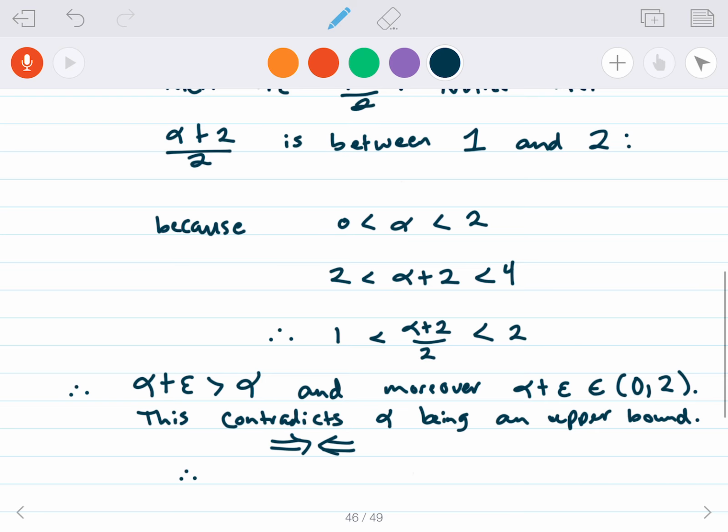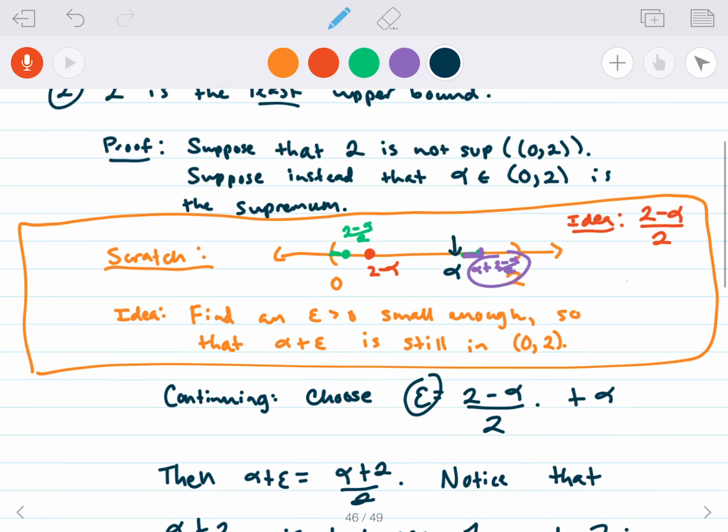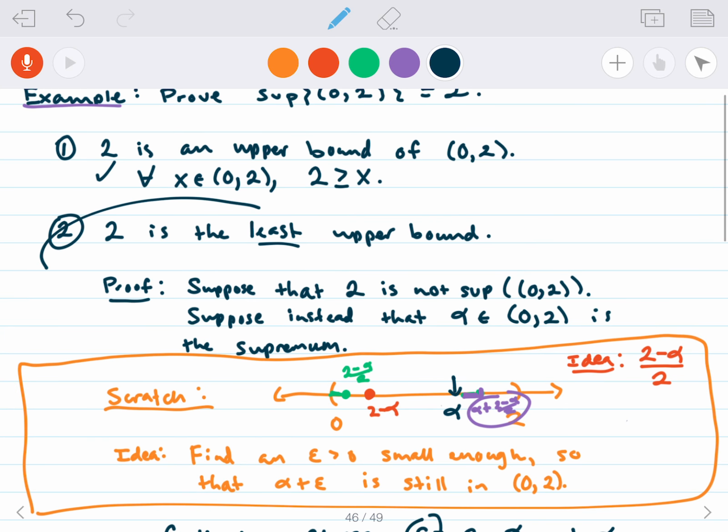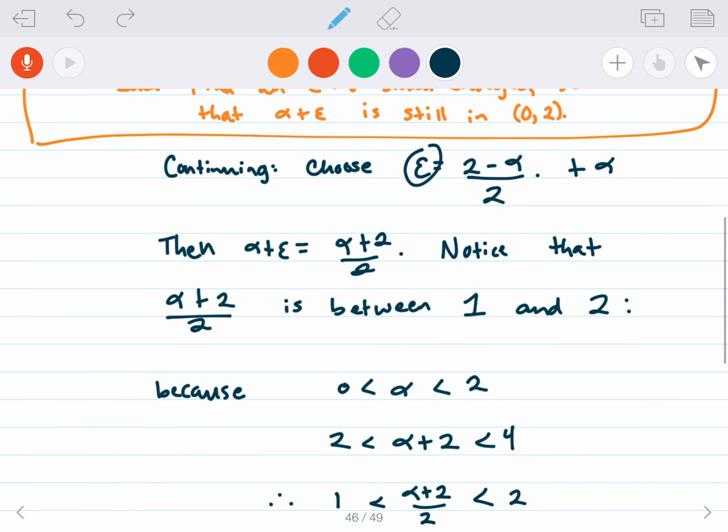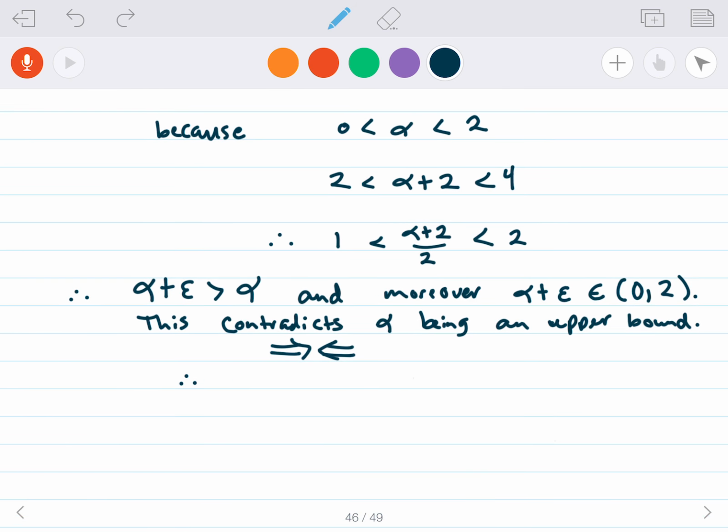Okay, therefore, our original assumption had to have been incorrect, that 2 was not the supremum and that alpha was. So, because we have a contradiction, this means that 2 is the supremum of (0, 2). Okay, and we're done.